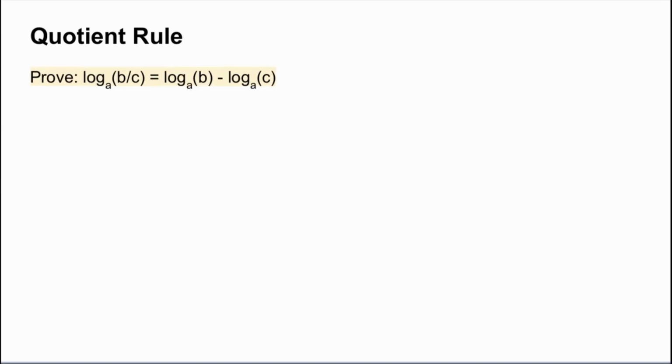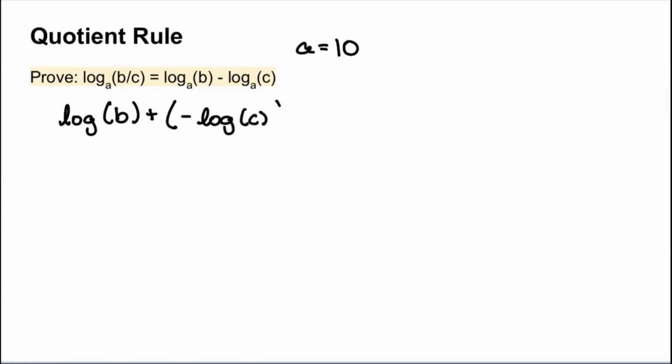So log base A of B minus log base A of C can actually be rewritten as log base A. Actually, I'm going to let A be equal to 10. We're going to work with common logs again. Log of B plus a negative log of C, because subtraction is really the same as adding a negative quantity. And so now I want to focus on this part right here. I'm going to work to the side, negative log of C. This is really the same as -1 times log of C.